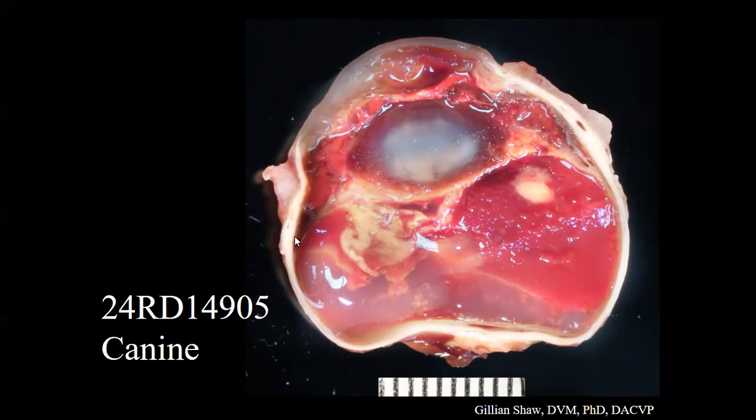The history we got was in September, presented with hyphema and secondary glaucoma of this eye. No menace or light reflexes. The dog's blood pressure was normal. Thank you for telling us that. That's very helpful.